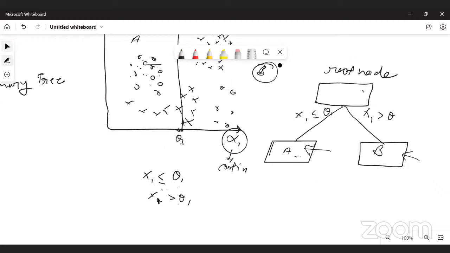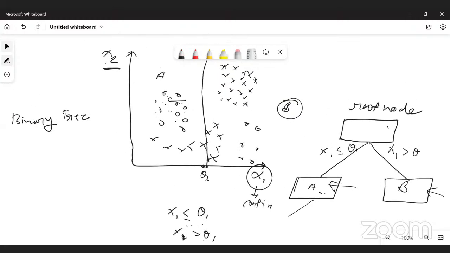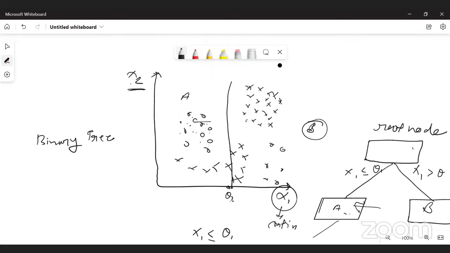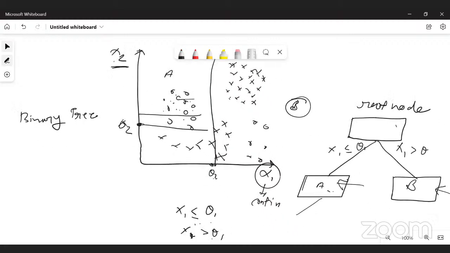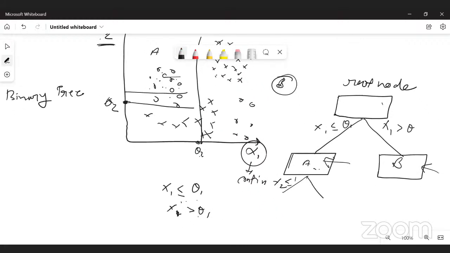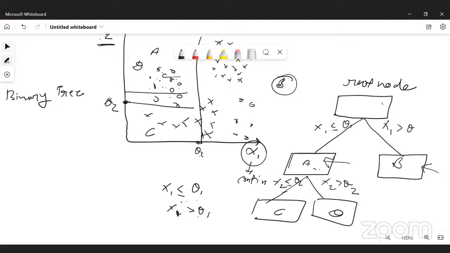Now we can do a similar thing for A and B. So now A has this space. Let's say I'm dividing this space using x2, and I'm calling the threshold theta 2. If x2 is less than theta 2, then I'm dividing into this space, let's say space C, and if x2 is greater than theta 2, then it's space D. So I've divided space A again into two parts using the decision variable, feature x2. In this way, we can generate our tree.